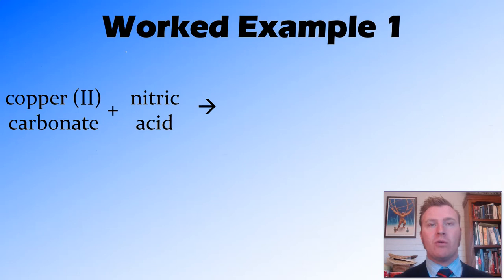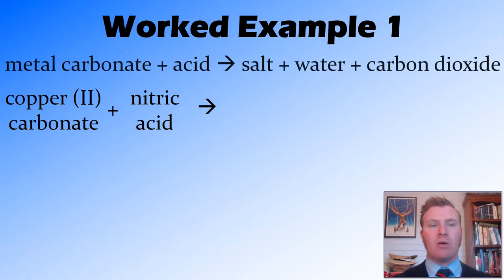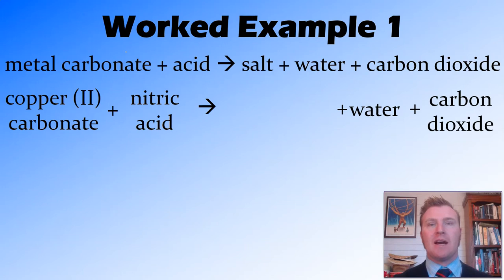So let's work through a problem together. So this one is a copper carbonate and nitric acid. So we need to work out the products. So we'll remember back to our general equation that a metal carbonate and an acid form salt, water, and carbon dioxide. So half of it's done for us. We know that there is going to be water and carbon dioxide.